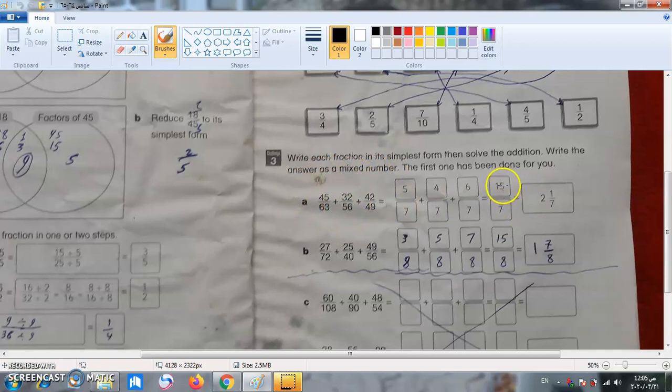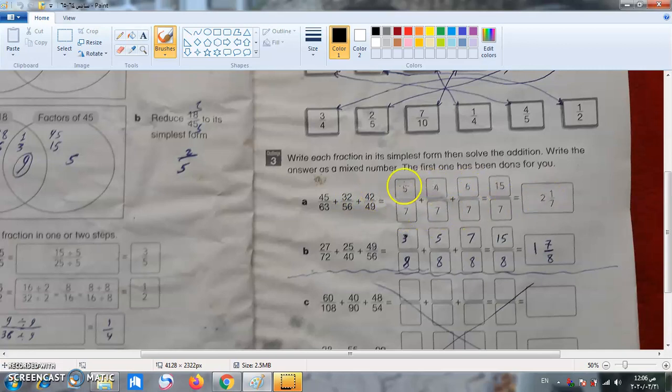And in the end we will find, as we said before, an improper fraction and change it into a mixed number. Okay, it's very easy. So here in the example, he put in the simplest form, by 9 and by 9 it's 5 over 7, and here divide by 8 and 8 it's 4 over 7, and here divide by 7 it's 6 over 7.